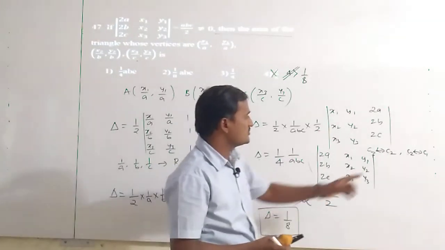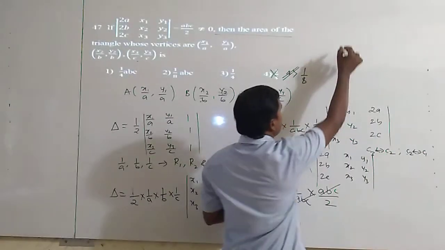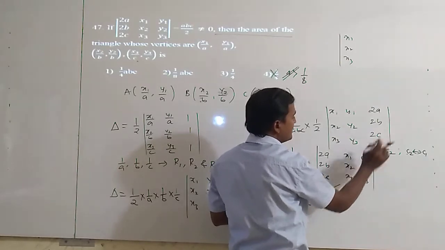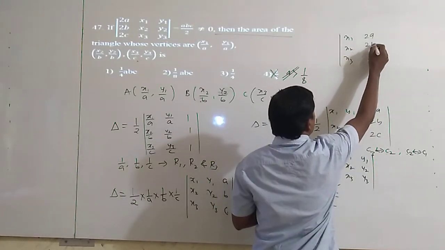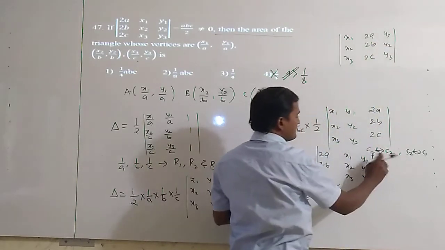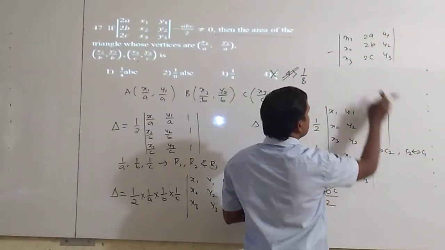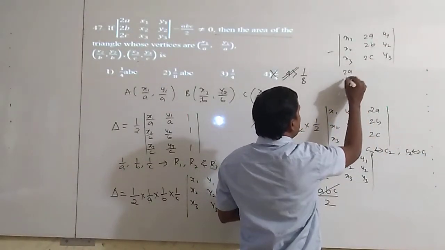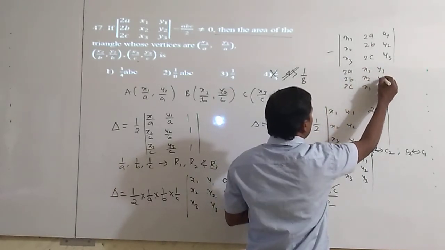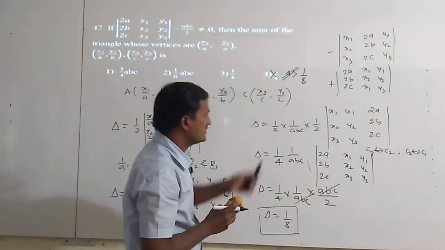Here you should observe C3 changes to C2. In this case I write x1, x2, x3. If I change C3 and C2, you get 2a, 2b, 2c, and y1, y2, y3. By applying this, the sign changes, right? Again I apply C2 changes to C1, giving 2a, 2b, 2c, and again x1, x2, x3, and y1, y2, y3. Again the sign changes, hence it becomes plus. Okay, this is the property.